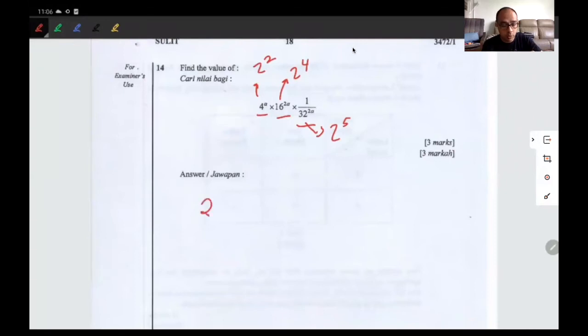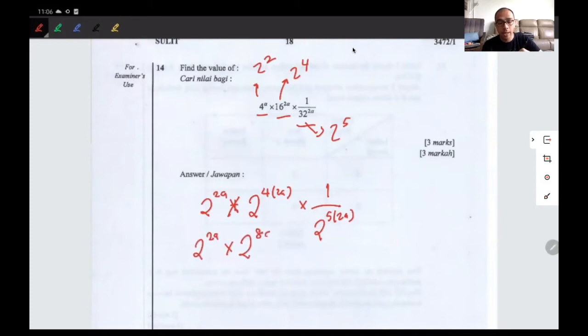Okay, so we can actually find the value. 2 to the power of 2a times 2 to the power of 4 times 2a times 1 over 2 to the power of 5 times 2a. Okay, notice that the 2a I just put inside. So this will give us 2 to the power of 2a times, this is 2 to the power of 8a, and this one, because it is at the bottom, I can bring it up to become times 2 to the power of minus 10a.